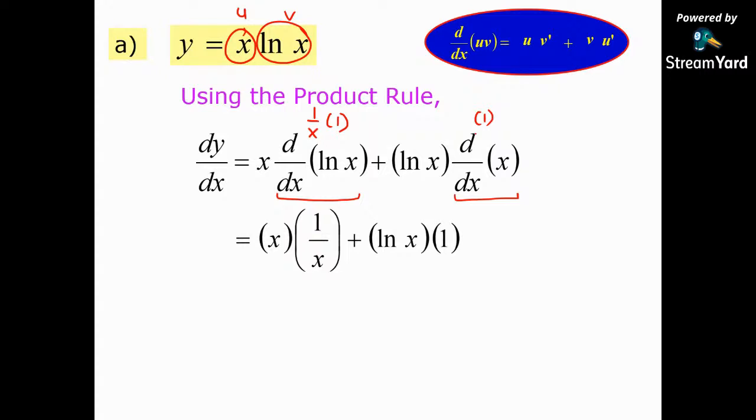So what we have is x multiplied by 1 over x, plus ln x. Make sure to simplify x over x. So what is the answer? The answer is 1 plus ln x. That is the answer for A. Let us go to B.